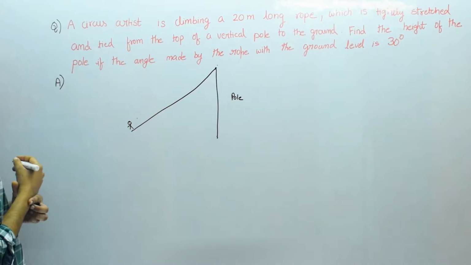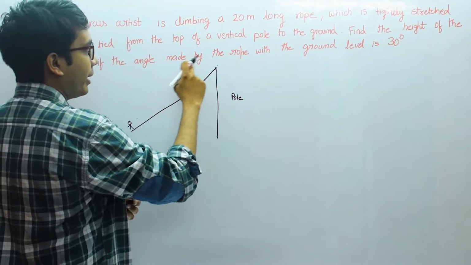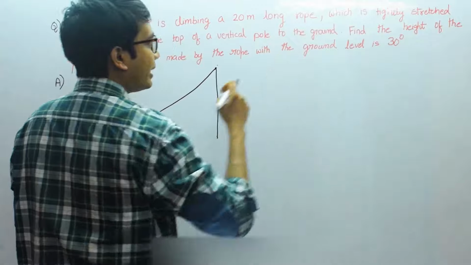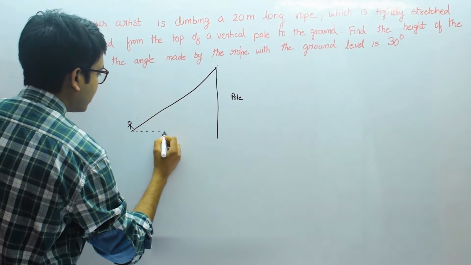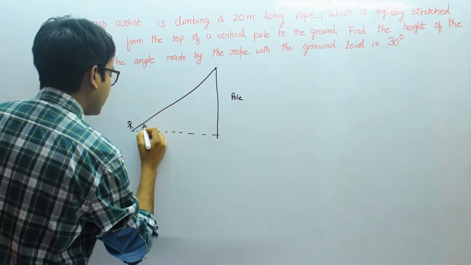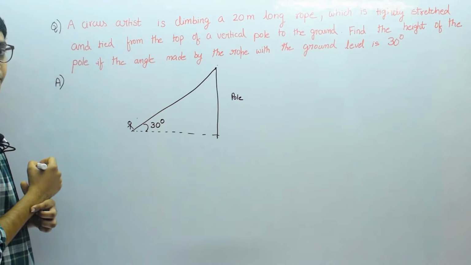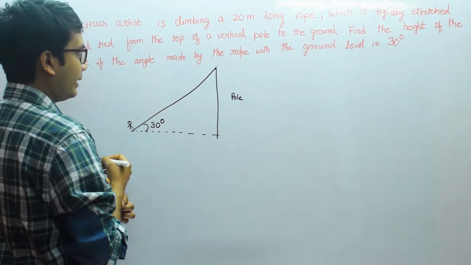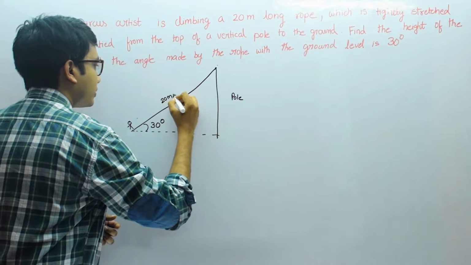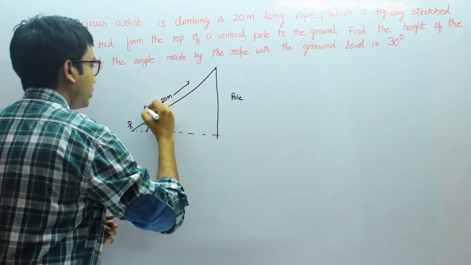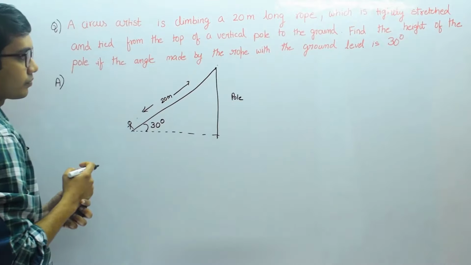Let this be the rope, and the circus artist is climbing this rope to reach the top of the vertical pole. So, he gave one important thing. The angle made by the rope with the ground level is 30 degree. So, this angle is 30 degrees. And the length of the rope is 20 meters, because he has given is climbing a rope 20-meter long.